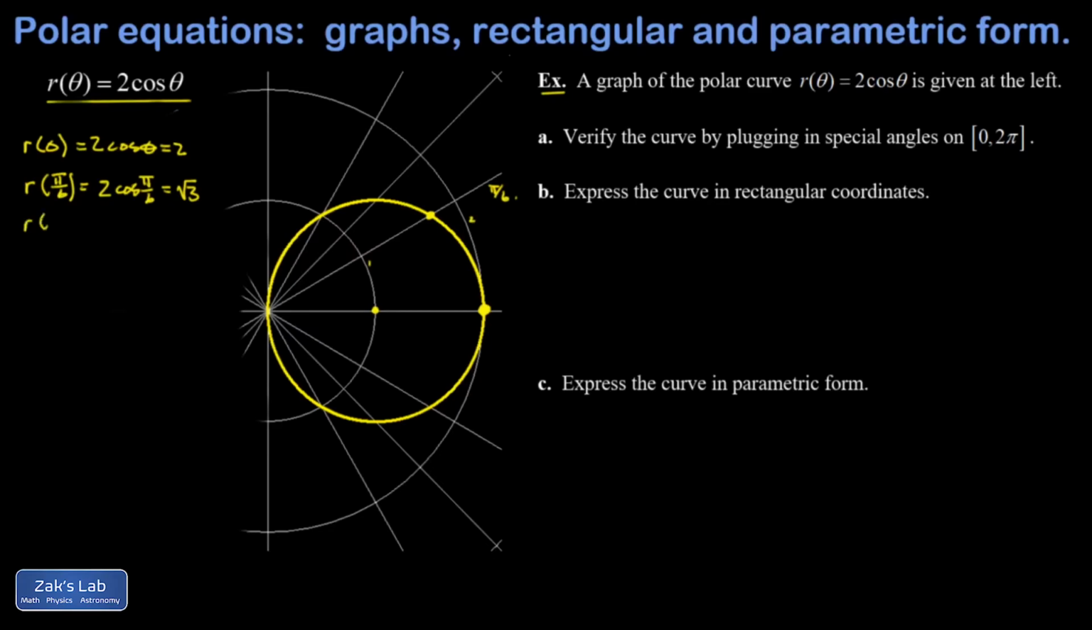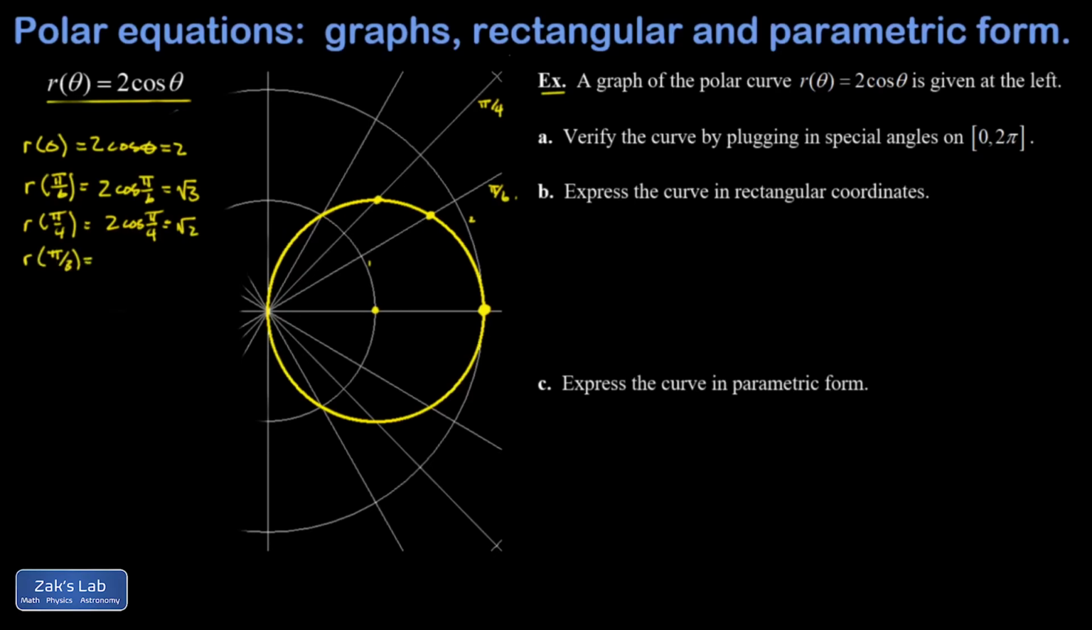If I go to pi over 4, I get 2 cosine pi over 4. But the cosine of pi over 4 is root 2 over 2, and if I multiply by 2, I get square root of 2. Well, that's about 1.4. So I'm going to be a little closer to the origin along this line, a little less than 1.5 spaces, so that one looks pretty good too.